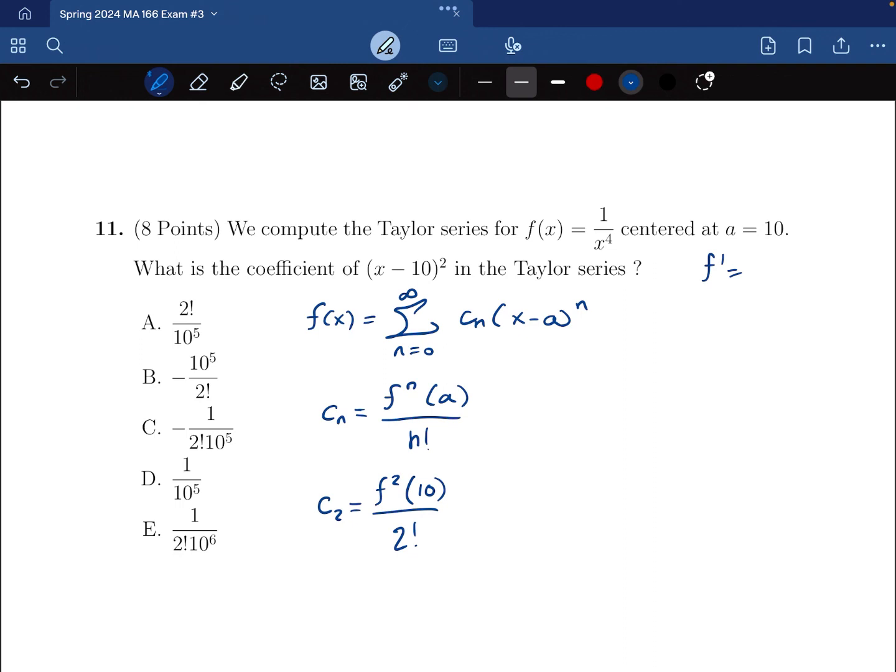So f prime equals negative 4 times x to the power of negative 5. F double prime equals 20 times x to the power of negative 6. And so if I plug in 10 to the second derivative, I get 20 times 10 to the power of negative 6, divided by 2. And this is equal to 1 over 10 to the power of 5. So the answer is D.